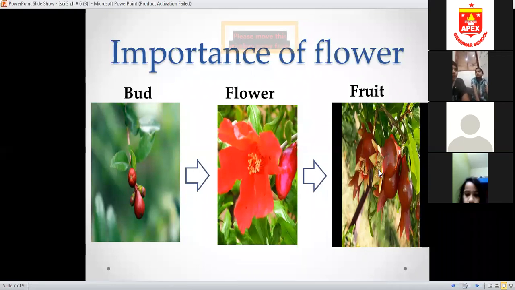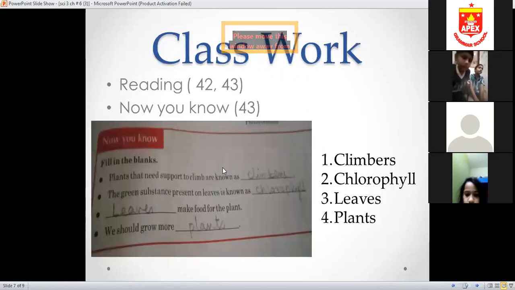After this, these are very little pomegranates in size, but after many days they will grow more and more, and then you can get the fruit. Many days are required in this process. So first a bud grows into a flower, and then the flower turns into a fruit.